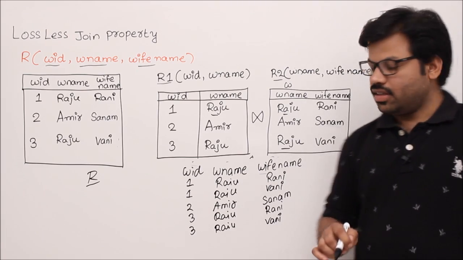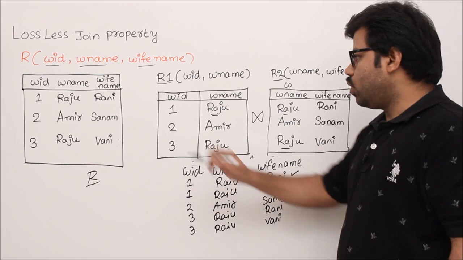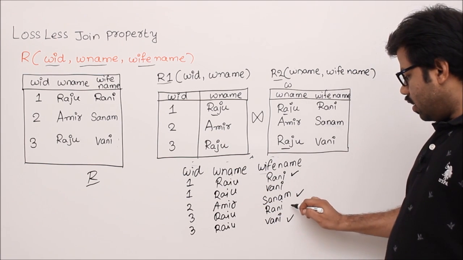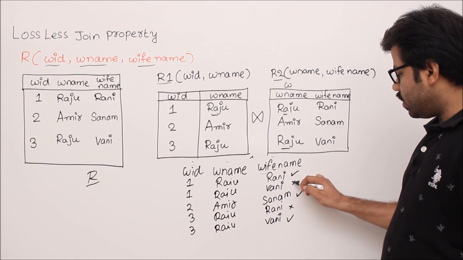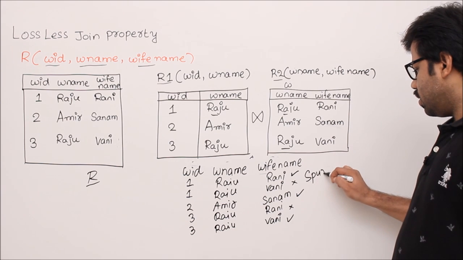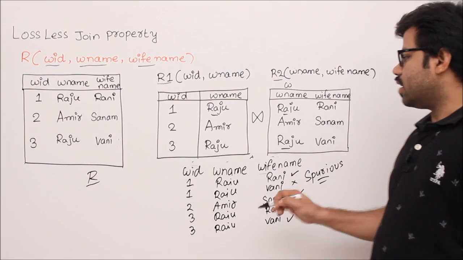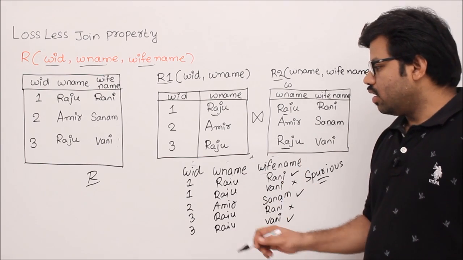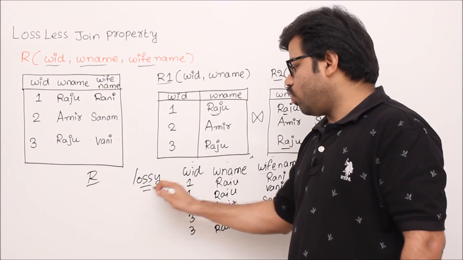So now see the data. The old data contains 1 Raju Rani, correct, 2 Amir Sanam, right, 3 Raju Vani. But if you see 3 Raju Rani, which is wrong data, and 1 Raju Vani, which is wrong data, these two are called spurious tuples. Spurious, otherwise wrong tuples. It's because of your improper decomposition. So this property is called lossy. That means finally your join become lossy, but I don't want it.